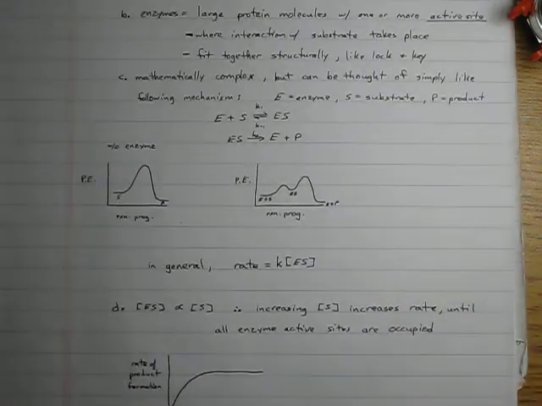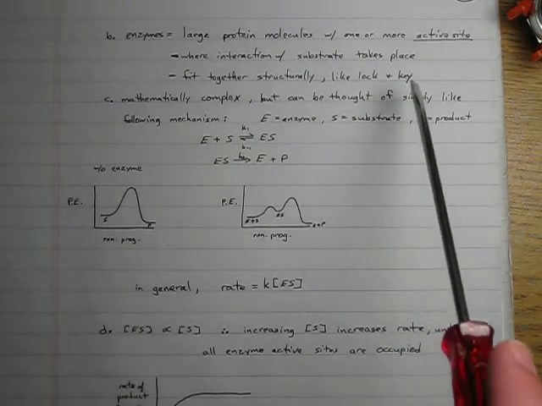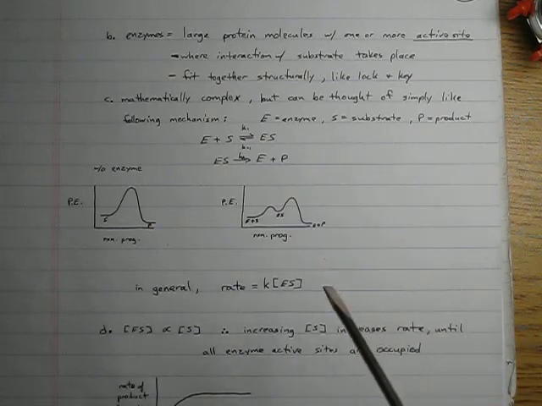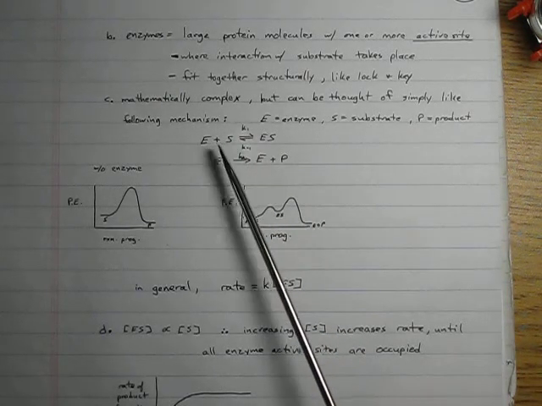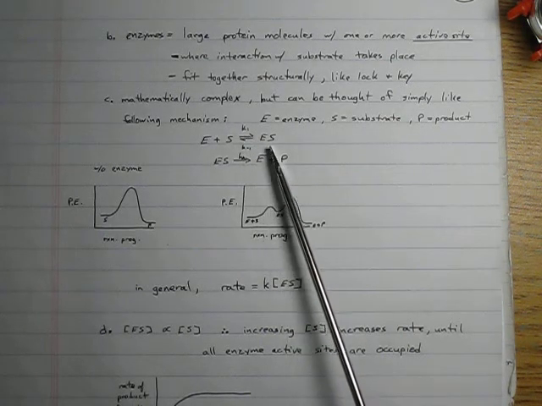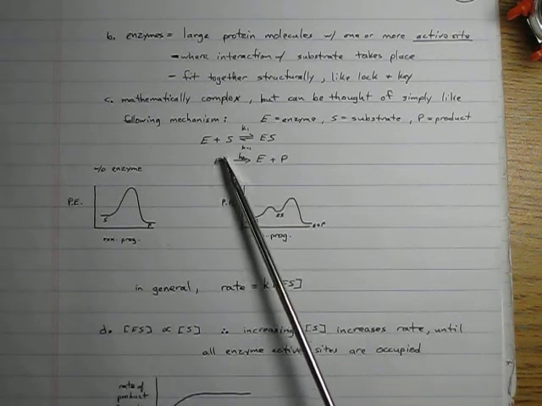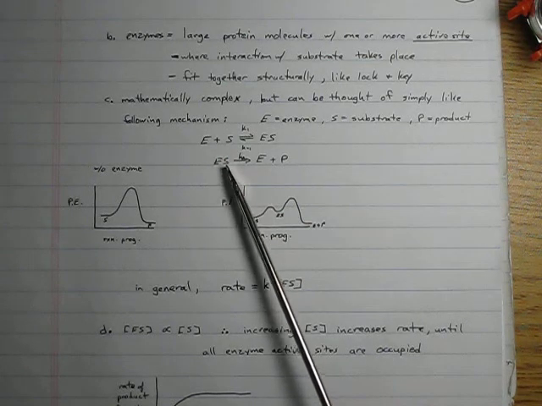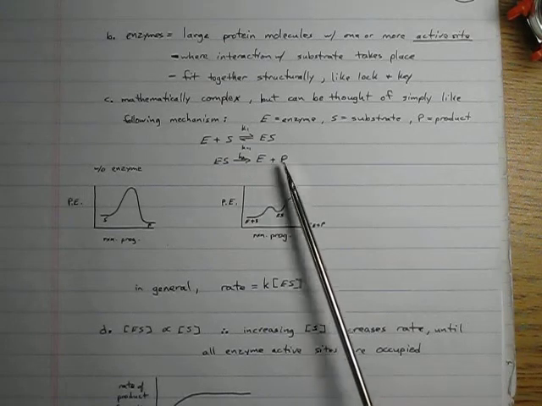All right. And so the way it works, your enzyme tends to be a large protein molecule with one or more active sites where the substrate can interact. Kind of like a lock and a key, and experimentally it's more complex than this, but we can kind of break it down. The enzyme plus the substrate is in a fast equilibrium first step with this enzyme substrate complex. Once this enzyme substrate complex forms, in a slower reaction, it can break that substrate down into the products and release the enzyme again.